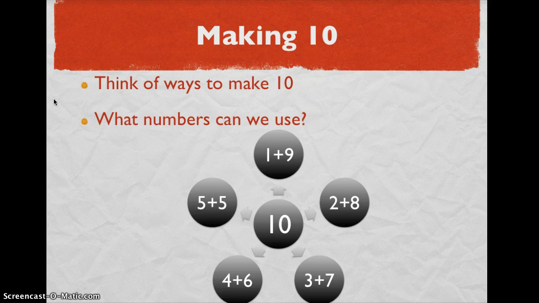Does anybody see a pattern? If our start number goes up 1, then our second number goes down 1. So if we know that 3 plus 7 equals 10, what would our next two numbers be? 4 and 6. That's because 4 is 1 more than 3, and 6 is 1 less than 7.